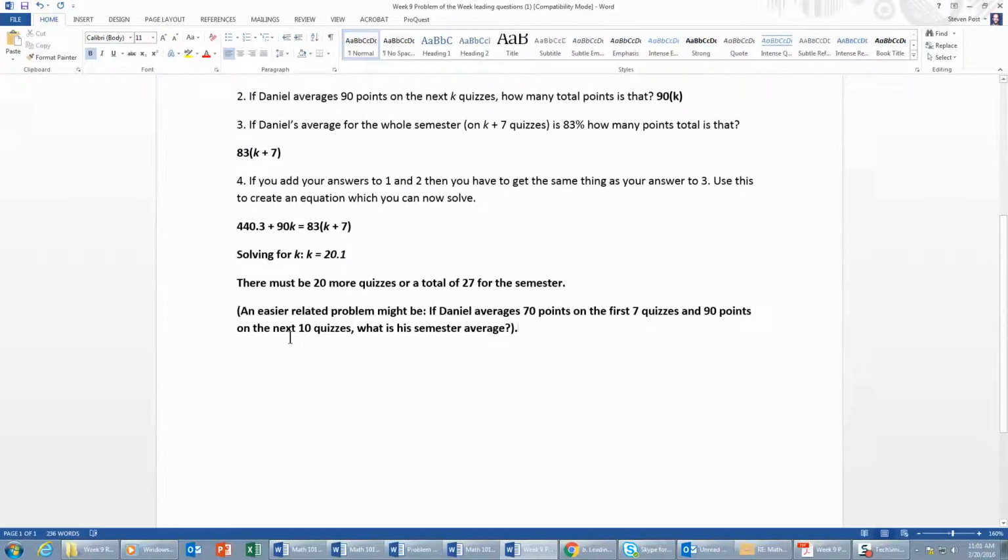So I sort of skipped straight to the subproblems, but if we were really going to do an easier related problem, we might do something that looked like this first, where you're told how many more quizzes there are, and you want to find the average, and that would help you see how the arithmetic works and how the problem works. Okay.